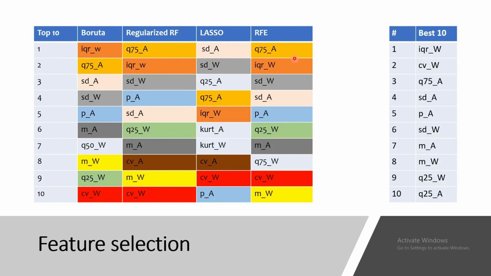So this is how you can apply different feature selection methods and finally come up with the best 10 features. One of the advantages of using multiple methods is that you can find the features that were chosen by most of the methods, and you can treat them as the best features. In this case IQRW was chosen by almost all the methods, so I would say that IQRW is one of my best 10 features.